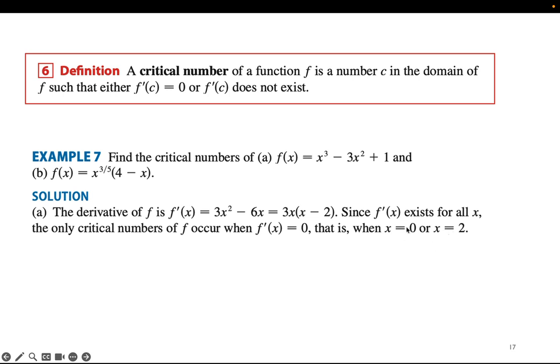Again, why are these critical numbers? Well, they may or may not give rise to a maximum or minimum. So we'll see that a little bit later. Okay, the second example is a little bit more complicated.